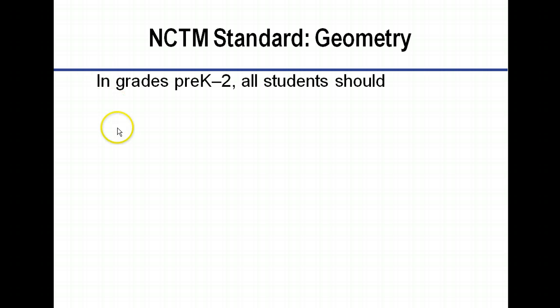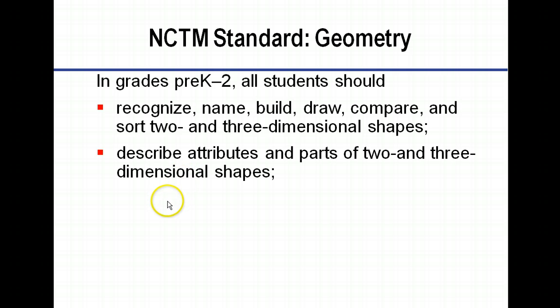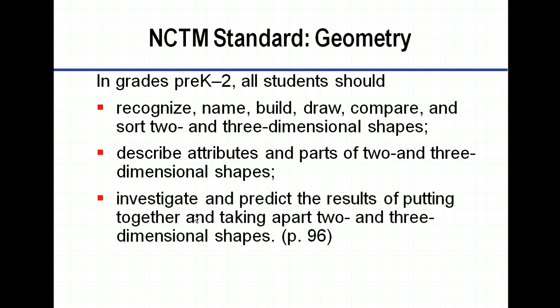So the first thing I'd like to do is at least get you to think about how we need to be thinking about geometry as future teachers and what some of these standards look like for geometry. For grades pre-K through 2, students should be able to recognize, name, build, draw, compare, and sort 2- and 3-dimensional shapes. They should be able to describe attributes and parts of 2- and 3-dimensional shapes. Investigate and predict the results of putting together and taking apart 2- and 3-dimensional shapes.